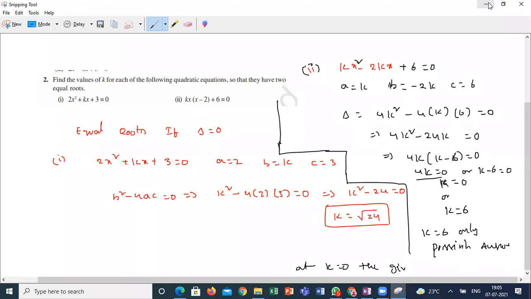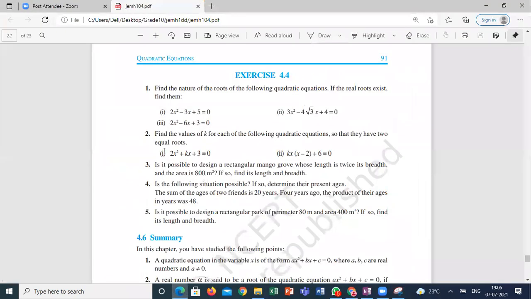Is it clear, guys? How to mention the answers which are not possible, which are possible, and why? Is it clear? Anyone having any doubts? Next, is the following situation possible or not? Form the quadratic equation for the possible situation. Check whether the discriminant is positive or negative. If the discriminant is positive, it is possible. If the discriminant is negative, it is not possible.